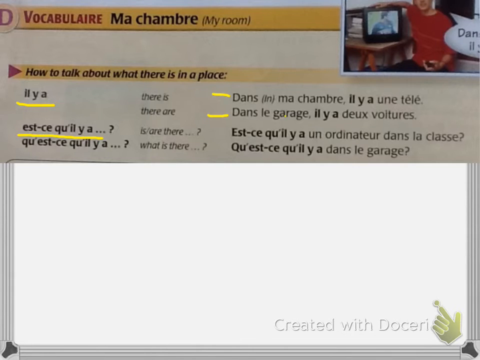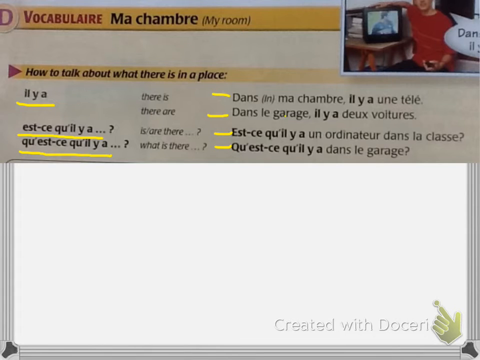Est-ce qu'il y a? Est-ce qu'il y a un ordinateur dans la classe? Qu'est-ce qu'il y a? Qu'est-ce qu'il y a dans le garage?